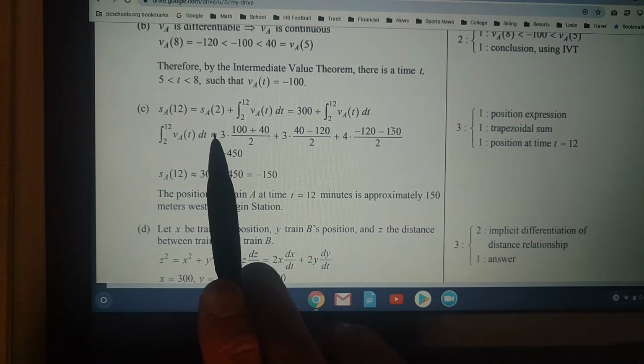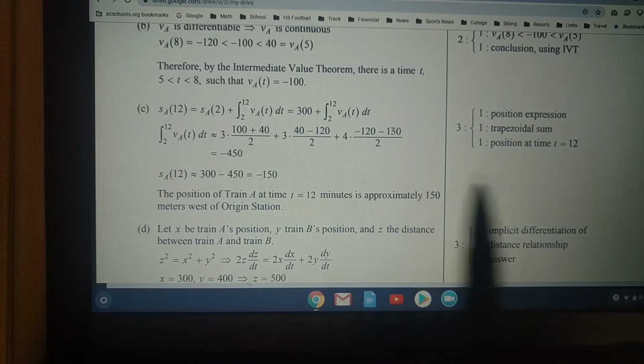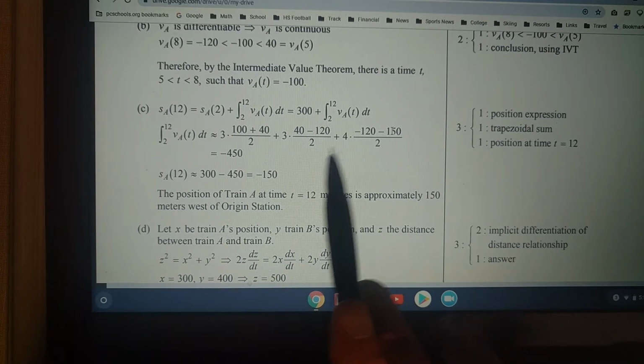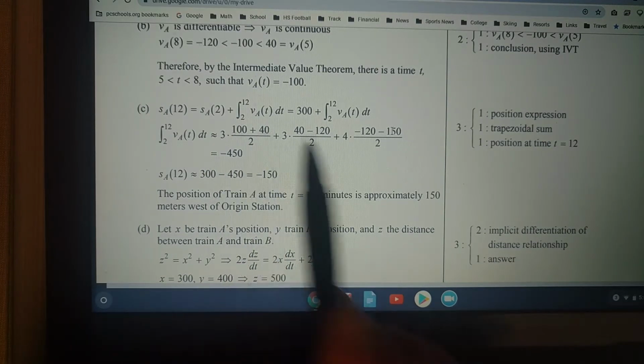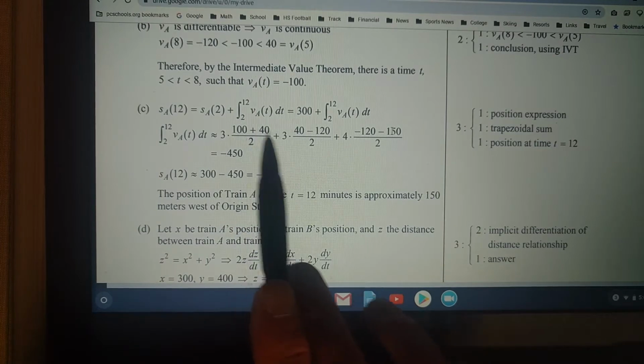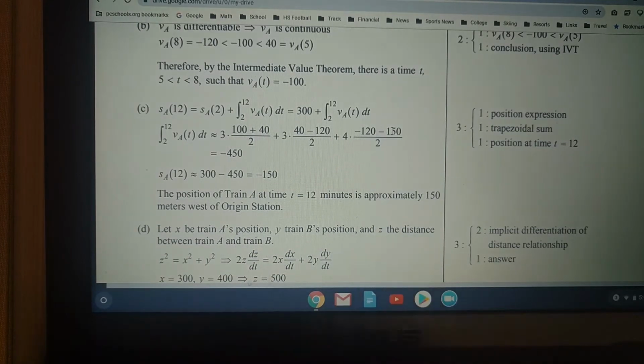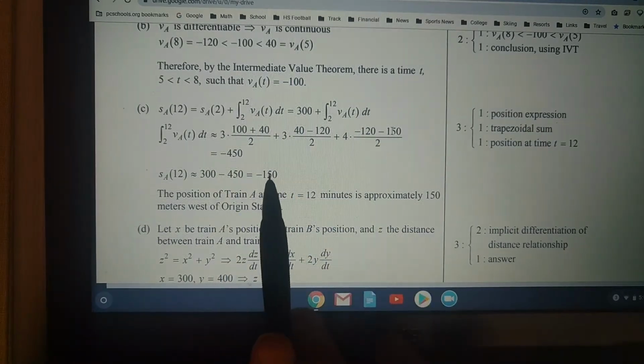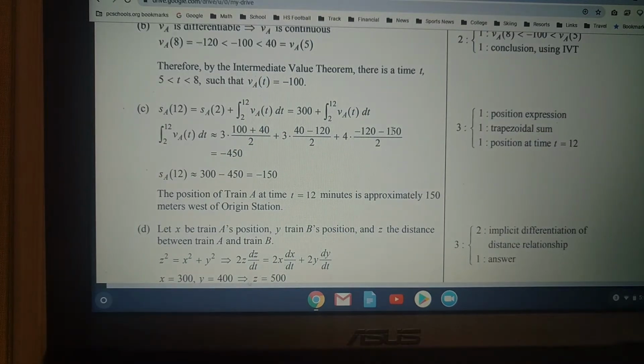Your trapezoidal sum is this right here, from here to here. You pretty much have to have it in that way. You've got to have the multiplication in there. You've got to have the multiplied by 1/2 or divided by 2, and you've got to have where you're actually summing up the bases. And then for your position at time 12, you get your negative 150. That's where you add your 300 to the total of your trapezoidal sum to get your negative 150.